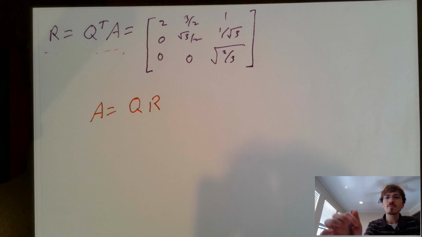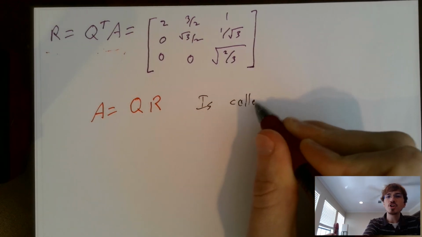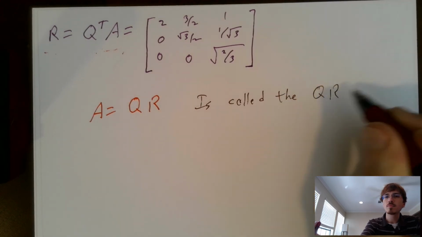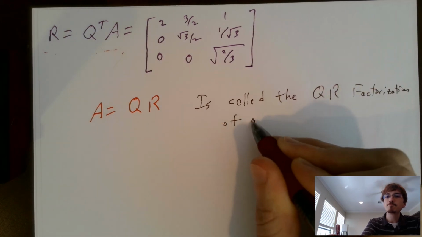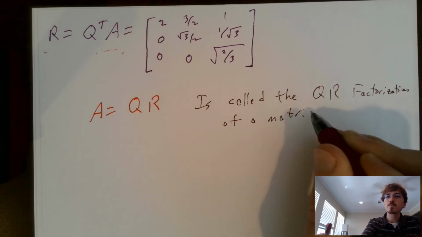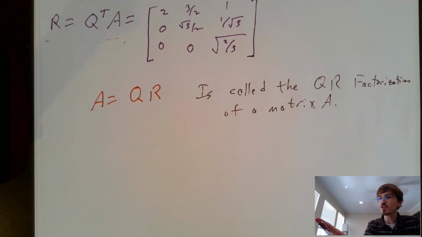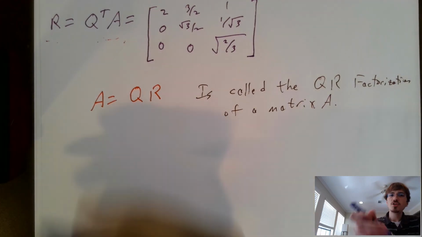So this is called the QR factorization of a matrix A. Yeah? It's called the QR factorization. What is the QR factorization?